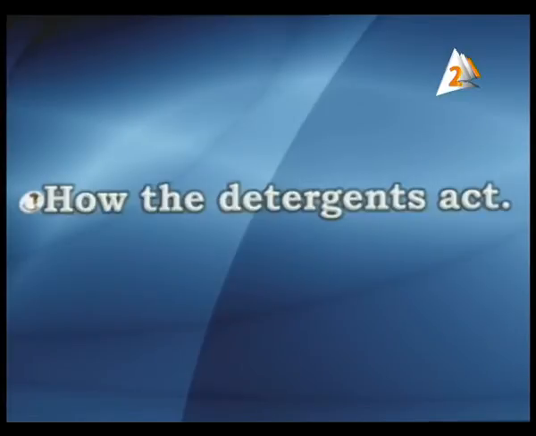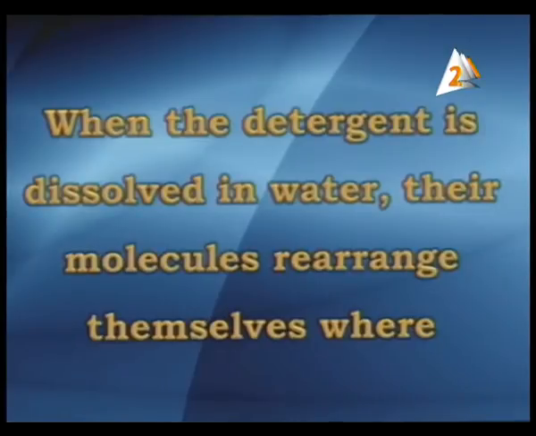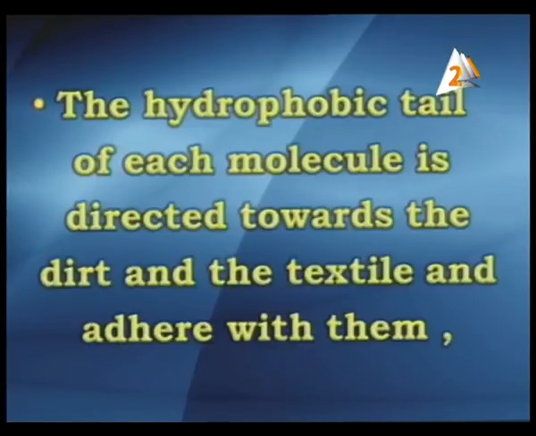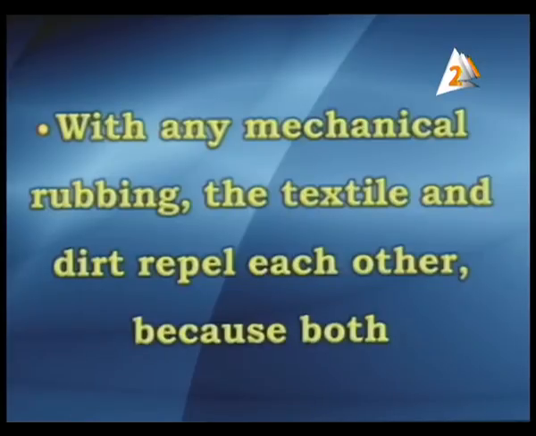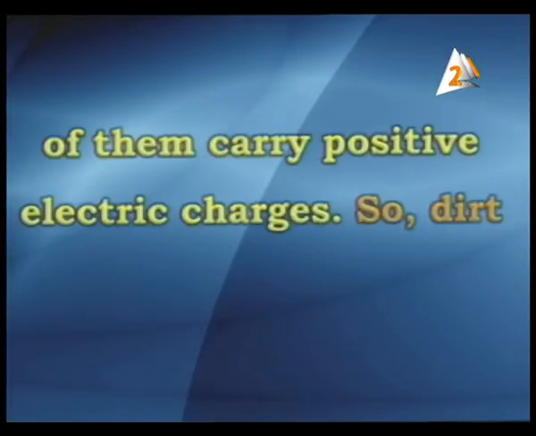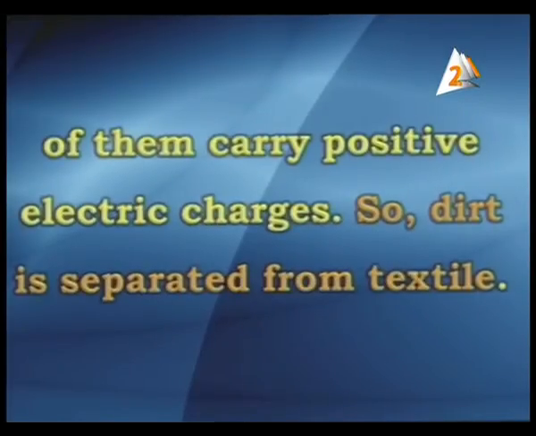The next type of question, explain briefly. How does detergent act? The answer: when the detergent is dissolved in water, the molecules rearrange themselves, where the hydrophobic tail of each molecule is directed toward the dirt and the textile and adheres to them, while the hydrophilic head is directed toward the water, so the detergent molecules surround the dirt completely. So, with any mechanical rubbing, the textile and the dirt repel each other because both of them carry the same charge, so dirt is separated from the textile.